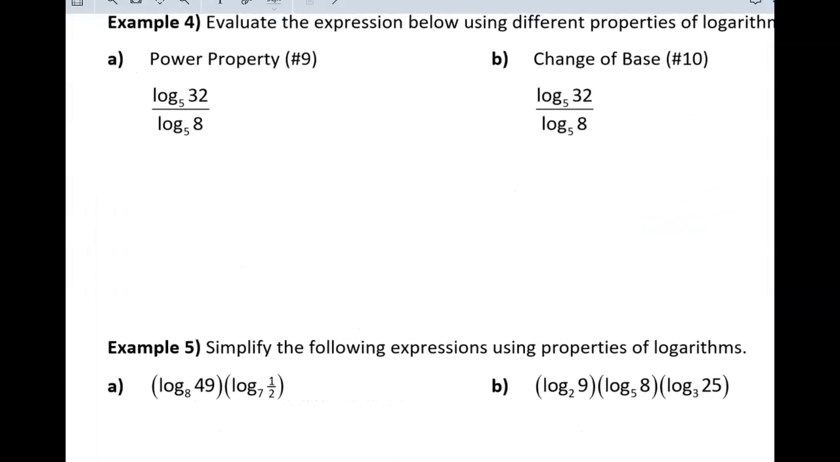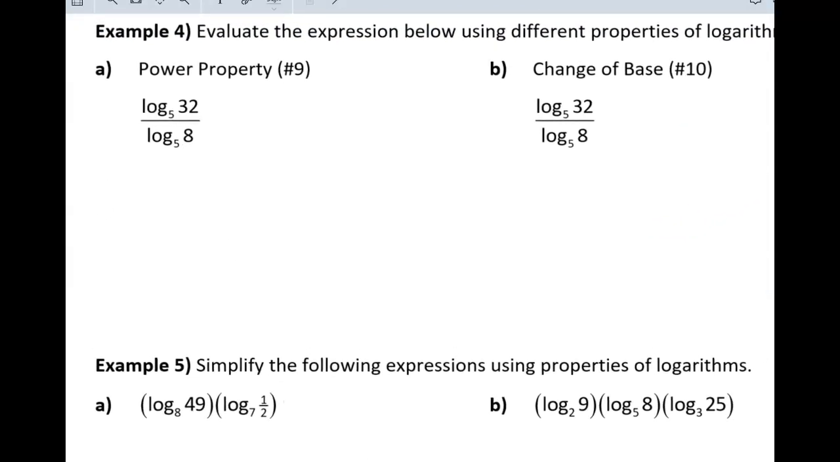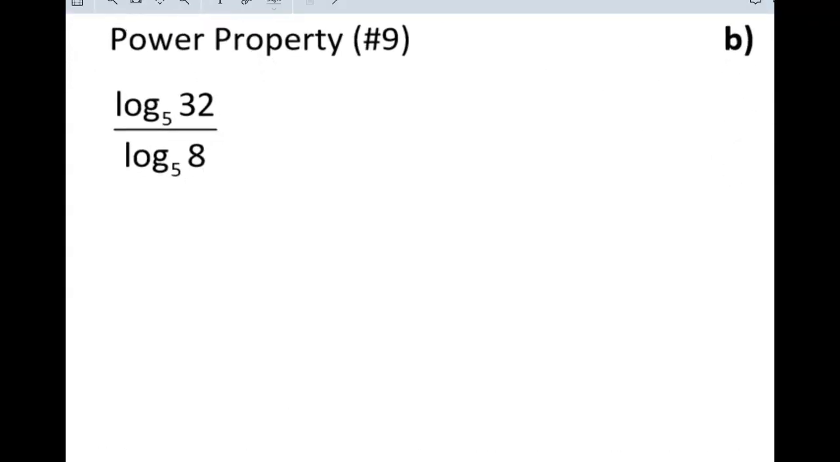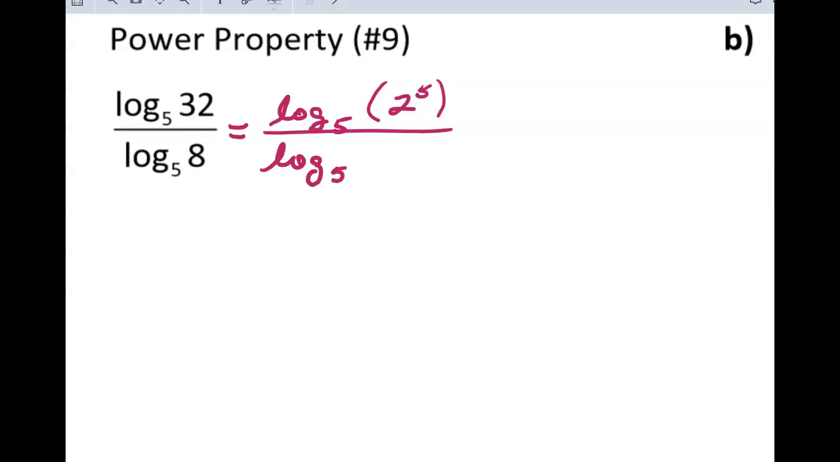Now we can use those properties to re-express certain expressions. Use the power property to rewrite the log base 5 of 32 over the log base 5 of 8. Since I can't calculate the log base 5 of either of those numbers without a calculator, what we can do is rewrite the log base 5 of 32 as the log base 5 of 2 raised to the 5th power. Downstairs, that's the log base 5 of 2 raised to the 3rd power.